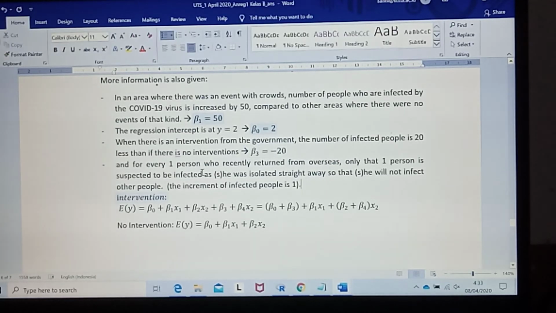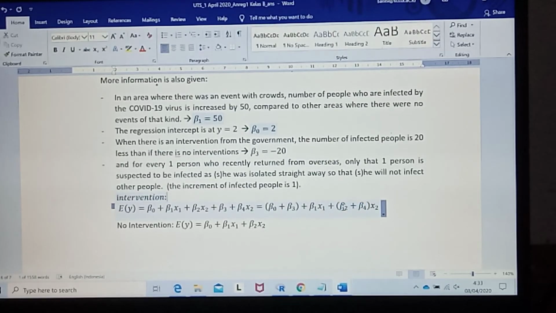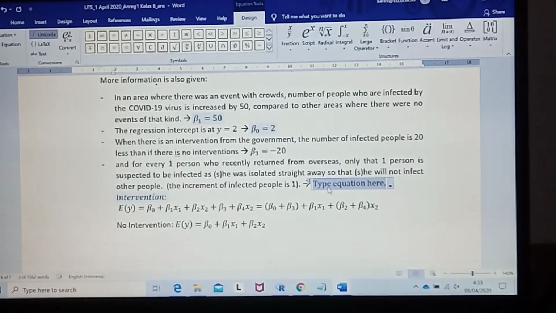And then this information: for every one person who recently returned, this is the effect of x2. Only that one person is suspected to be infected, which means only that person will add to the number of infected people in that area. So here we have that beta 2 plus beta 4 equals 1.